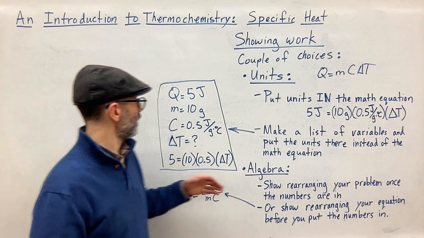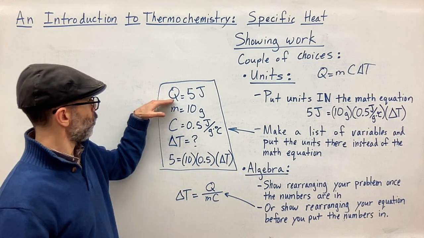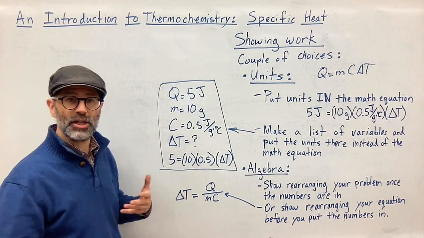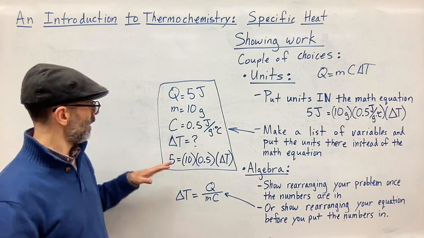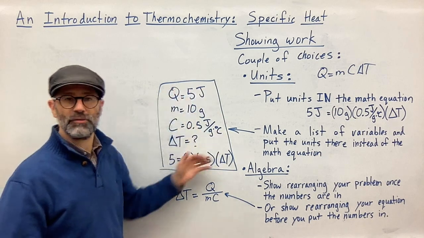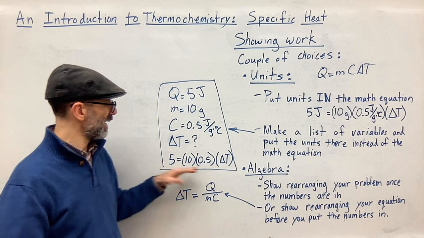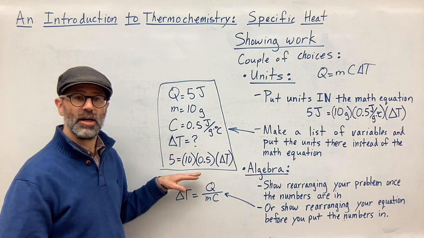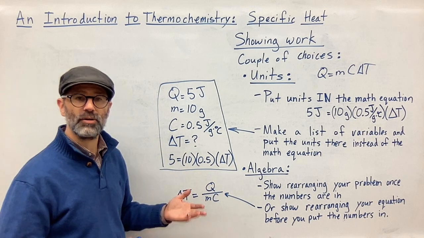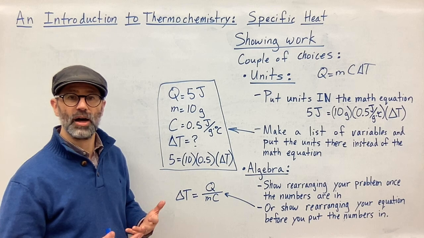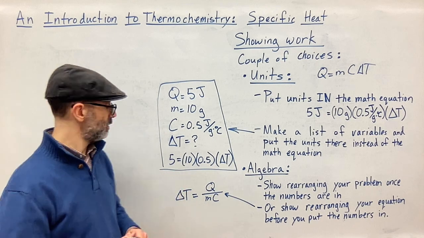Or another way is you can write down a list of the information and data that they gave you and then plug the numbers into the equation. I think this is a fine way to do it. However, again, I would prefer to have the units in there so you can see what cancels out. But these are a couple of different ways you can show your units.